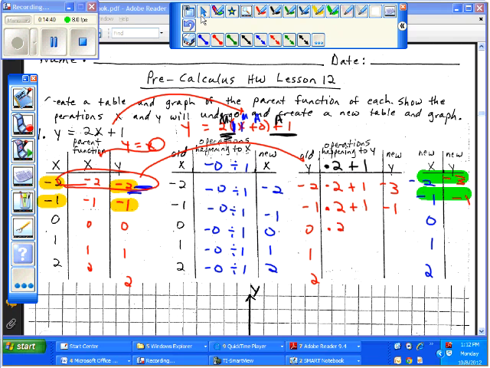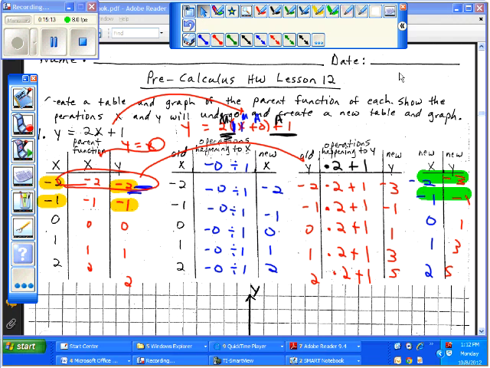The y is going to change by multiplying by 2 and adding 1, and so we're going to get a 1. So that point ends up at 0, 1. What's happening to the y is we're multiplying by 2 and adding 1. 1 times 2 is 2, plus 1 is 3, so this point ends up at 1, 3. What's happening to the y's? We're multiplying by 2 and adding 1, so that ends up at 2, 5.